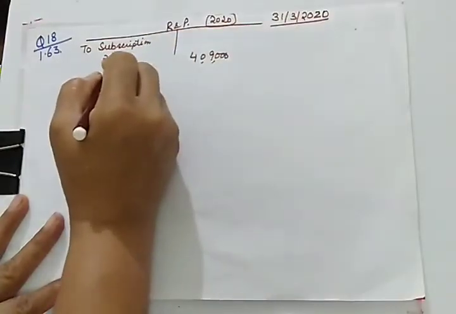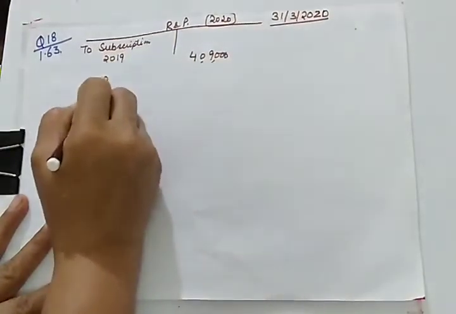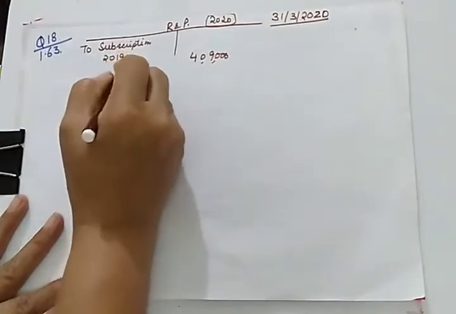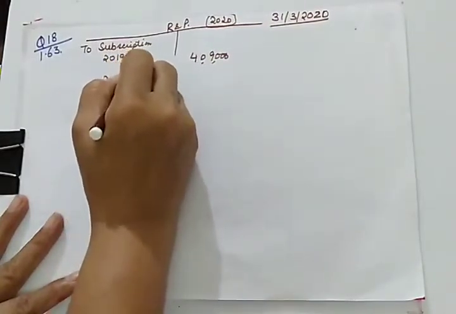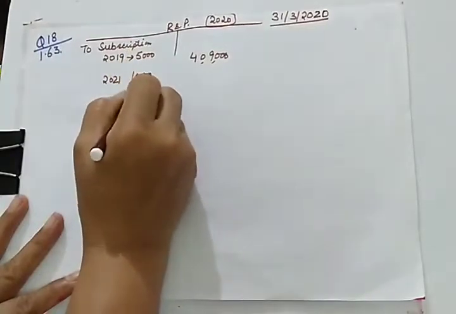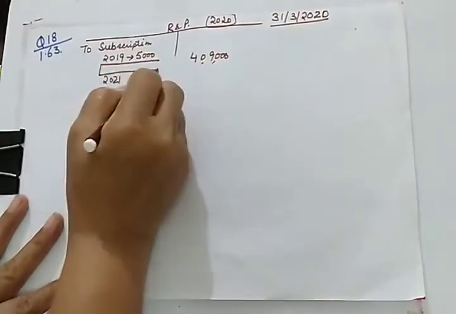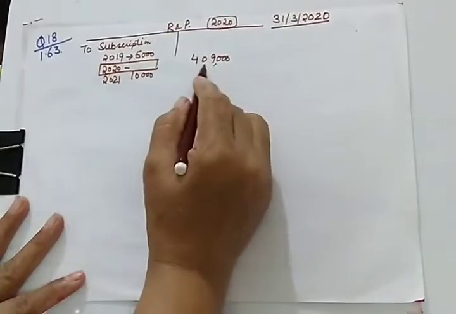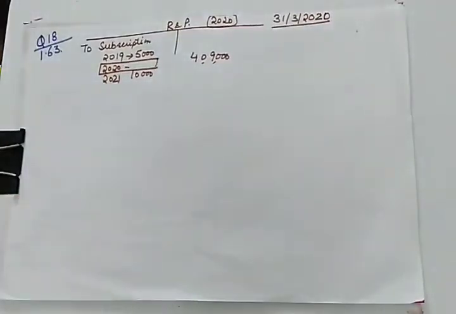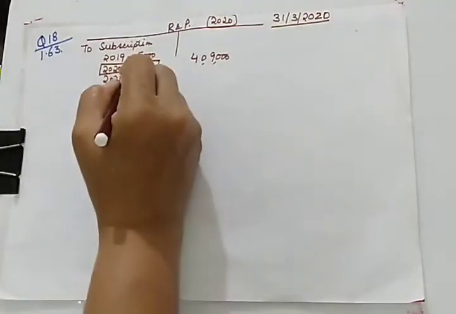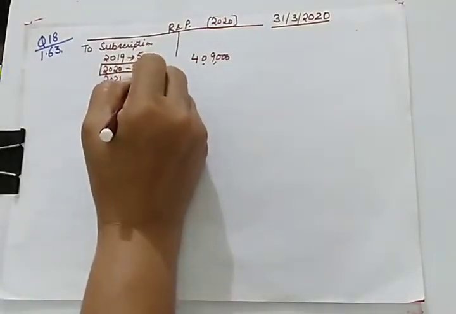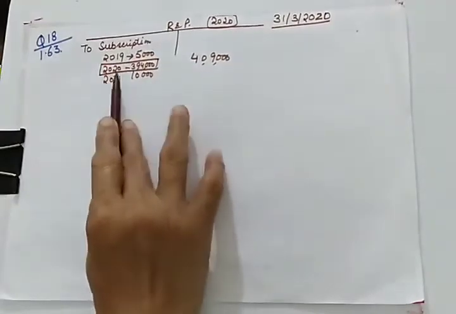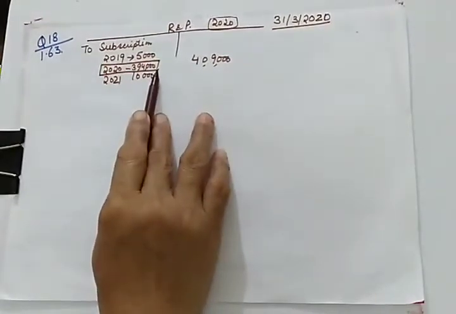2020. So subscription for 2019 and 2021 are given to us as 5,000 and 10,000. So can you calculate the difference? The gap is related to 2020. So if you deduct 15,000 from 4,09,000, you will be able to get 3,94,000. It means this is the subscription of 2020. These details are given to you.